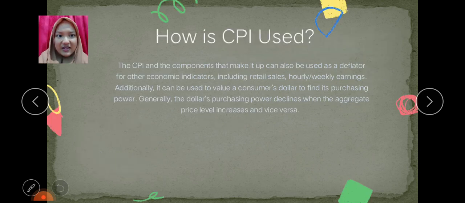The next is how is CPI used. The CPI and the components that make it up can also be used as a deflator for other economic indicators, including retail sales, hourly or weekly earnings, and additionally, it can be used to value a consumer's dollar to find its purchasing power. Generally, the dollar's purchasing power declines when the aggregate price level increases and vice versa.